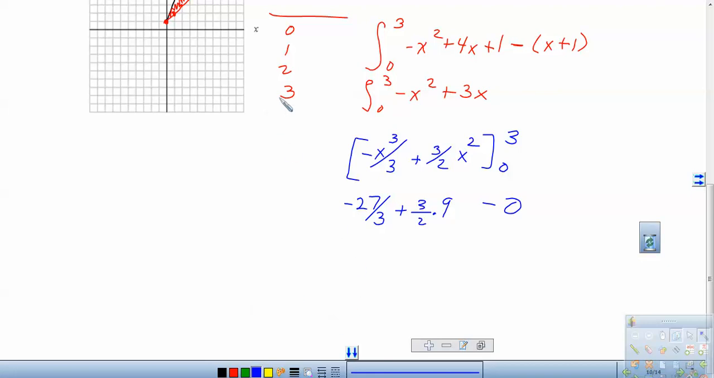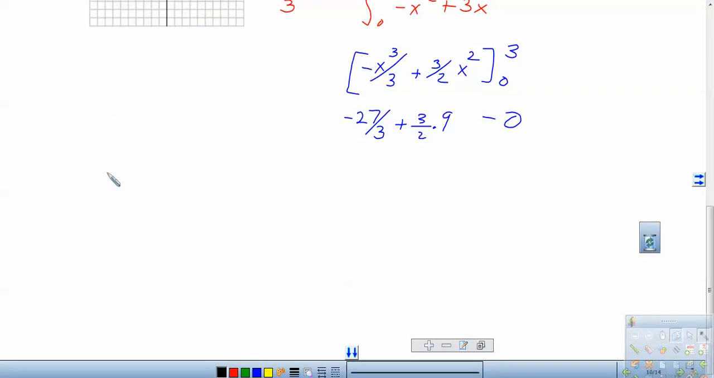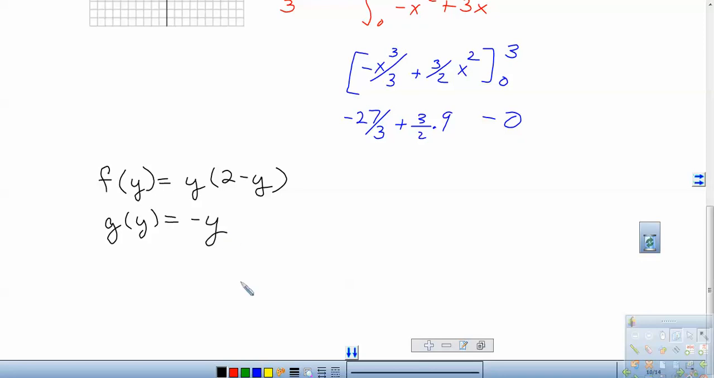The hardest part with these is just figuring out which one's the top function, which one's the bottom function. The other thing that they throw in here are functions in terms of y, and hopefully you looked at that book example. So let's say that I have f of y equals y times 2 minus y, and g of y equals negative y. We work with this a little bit in this chapter, so it's good to look at them now before we start doing application problems that are in terms of y.